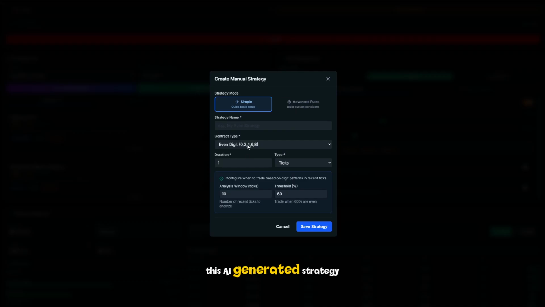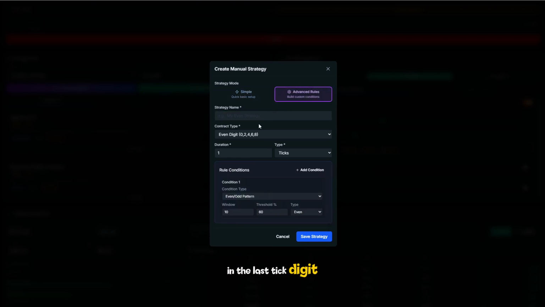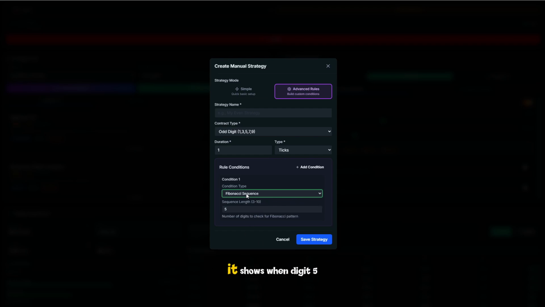This AI-generated strategy looks for consecutive occurrences of the digit 0 in the last tick digit. When it detects the pattern, it trades digit diff, predicting the next digit will be different from 0. The strategy uses a 1-tick duration, with a 5-second cooldown between trades. Here's the practical example it shows.